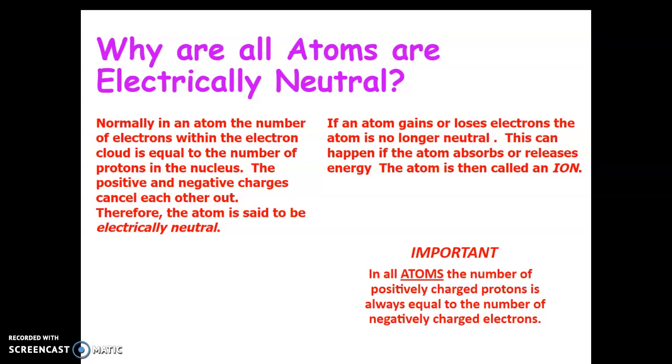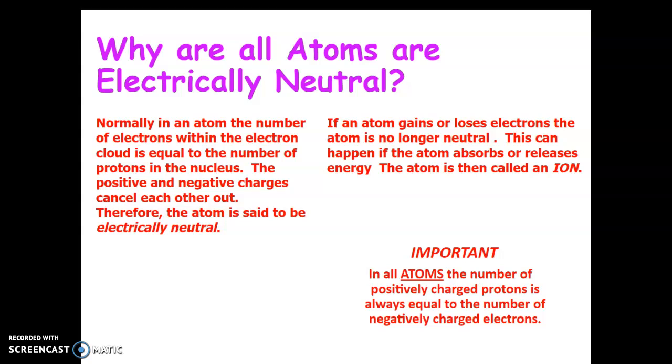So why are all atoms electrically neutral? Normally in an atom, the number of electrons within the electron cloud is equal to the number of protons in the nucleus. The positive and negative charges cancel each other out. Therefore, the atom is said to be electrically neutral. If an atom gains or loses an electron, the atom is no longer neutral. And this can happen if the atom absorbs or releases energy, which happens all the time around us, right?